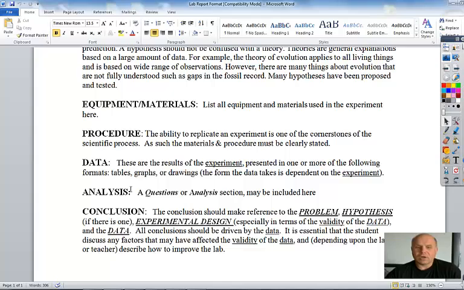The conclusion on what the problem was: did we answer the hypothesis? What were our conclusions there? Okay, how do we answer it? And use our data to do that.